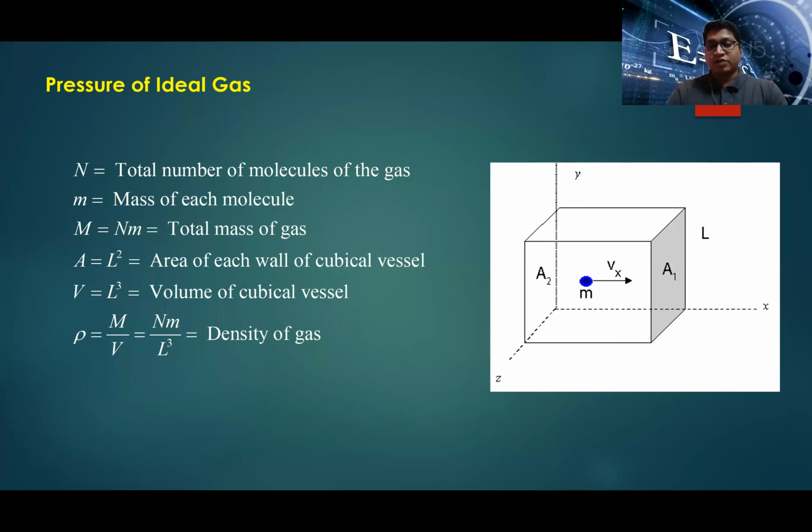Class, now we are going to derive an expression for the pressure of an ideal gas exerted on the walls of the container in which it is enclosed. To derive the expression for the pressure, we assume that there are n molecules enclosed in a cubical box of length L. As you can see in this diagram, there is a box in which n gas molecules are enclosed.